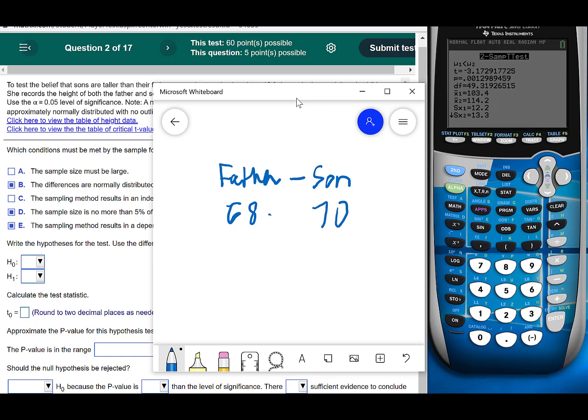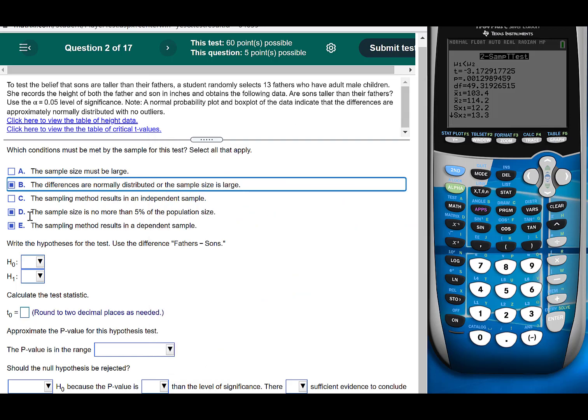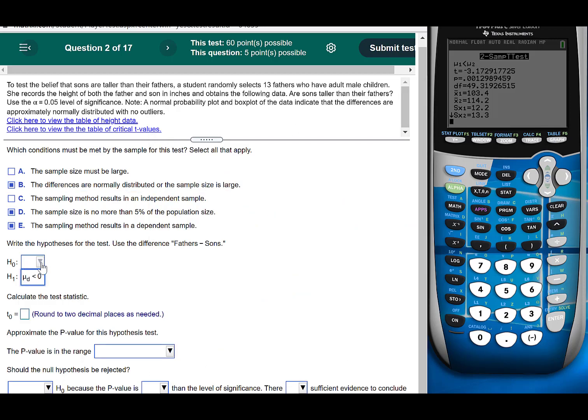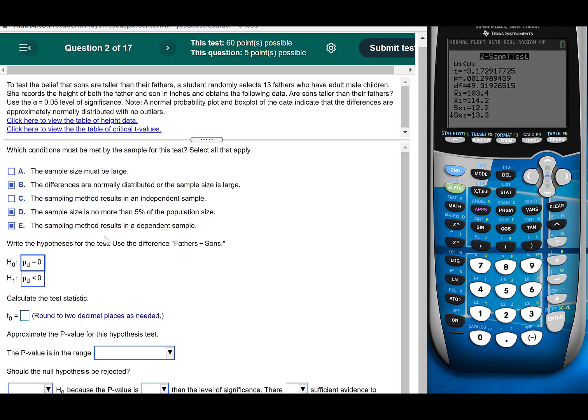And then you guys subtract 68 minus 70. What do you get? You get -2, correct? And -2 is less than 0. So then you need to test that the mean of the difference is less than 0. That is the alternative hypothesis. So now if I go back, I need mu of d to be less than 0. And this is always an equality sign, guys, in the null hypothesis.